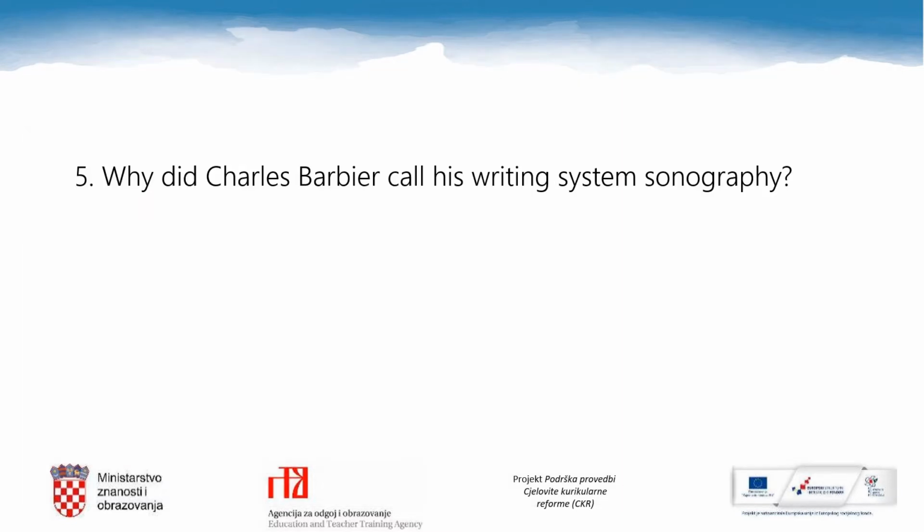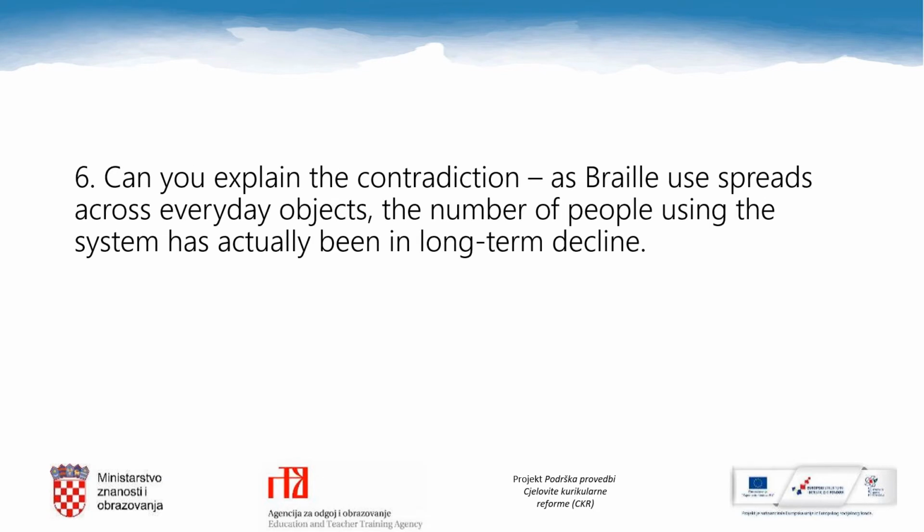The fifth question was, why did Charles Barbier call his writing system sonography? Because it was based on sounds, and the word sono, coming from Latin, means sound. In the sixth question, I asked you to explain the contradiction. As Braille use spreads across everyday objects, the number of people using the system has actually been in long-term decline. The reason lies in the technological advancements we have been witnessing.